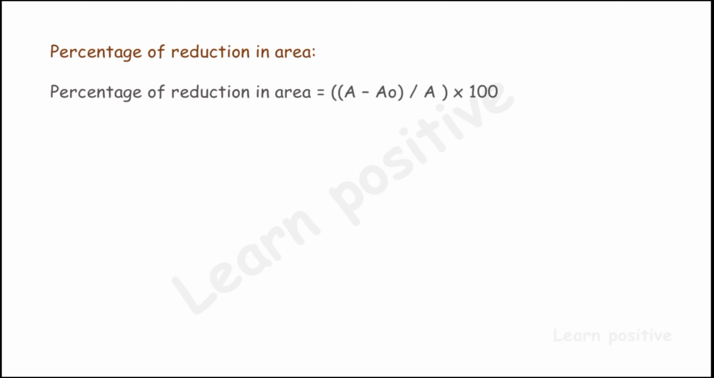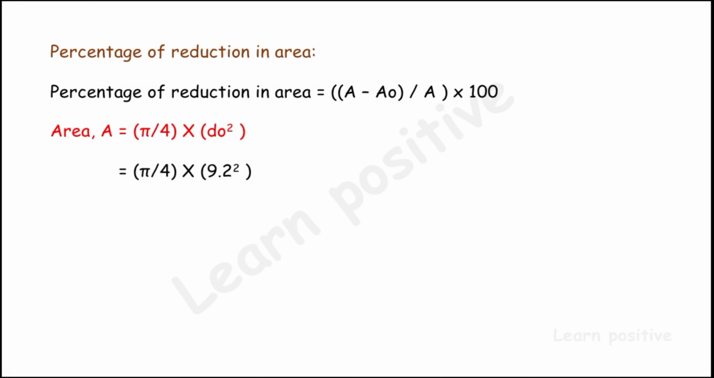The next we have to find is percentage of reduction in area. The formula of percentage of reduction in area is original area minus area after the fracture, divided by original area, into 100. We know the original area, but we don't know the area after the fracture. Here we are using the neck diameter. I forgot to put the value, put the A0.